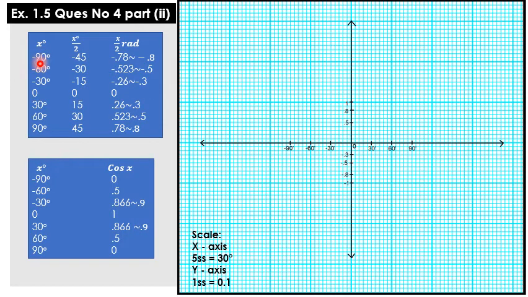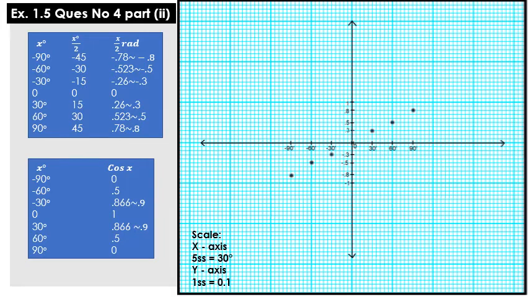At x equals minus 90, the value of y1 is minus 0.8. Here it is. At minus 60, the value is minus 0.5. Here it is. At minus 30, the value is minus 0.3. Here it will be. At x equals 0, y1 is 0. At 30, the value is 0.3. It will be here. At 60, the value is 0.5. It will be here. At 90, the value is 0.8. So it will be here. We mark it and then join all these points by a straight line.